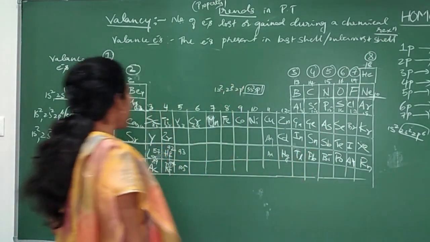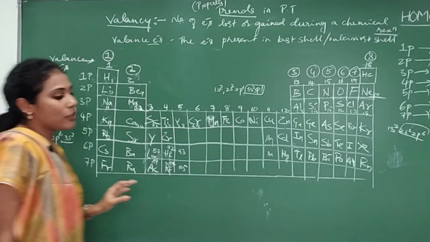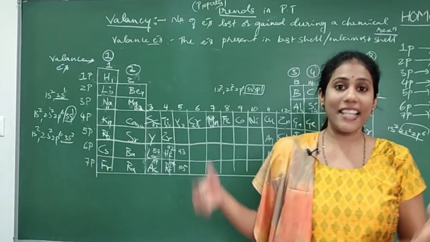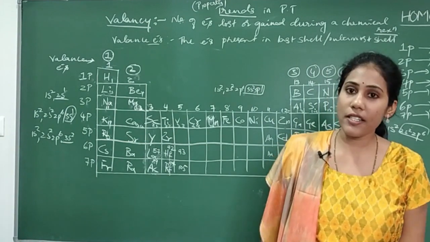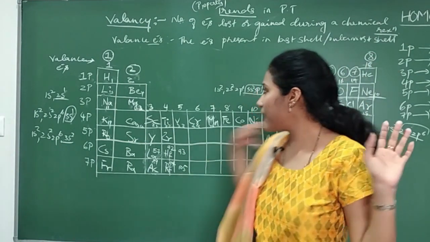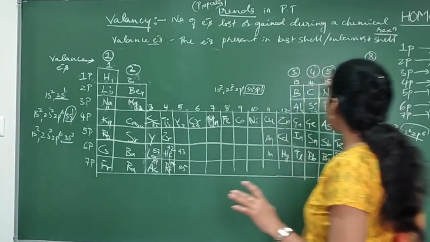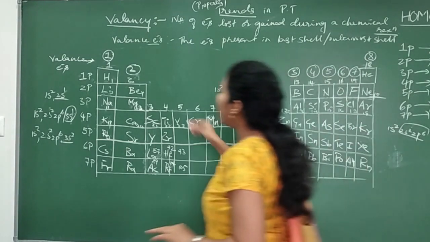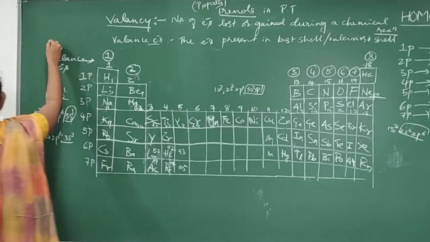So this is how, by writing the electronic configuration, we can find how many valence electrons there are. Valence electrons are nothing but the last shell electrons. These numbers you have to remember; this is very important. Now let us talk about their valency.